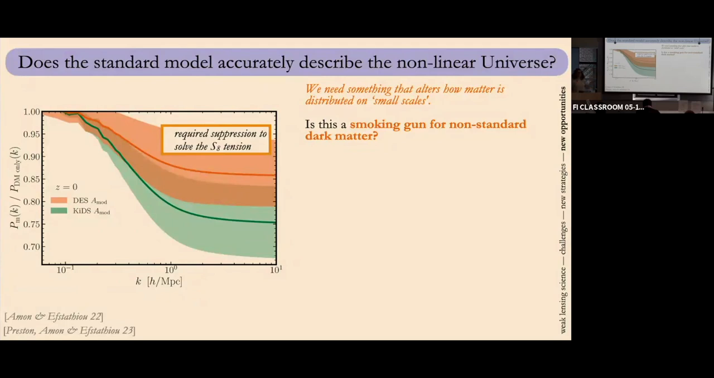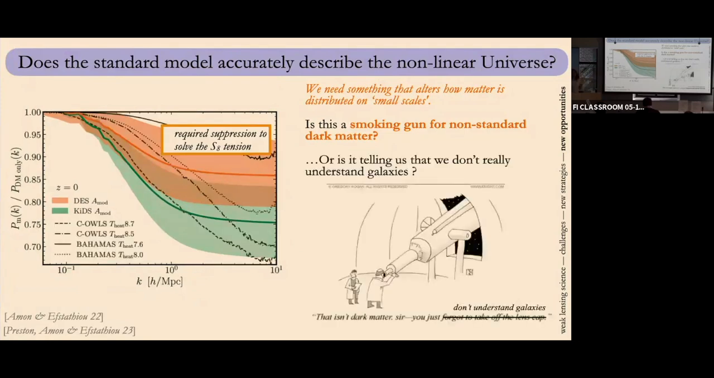Now, as we've talked about already, other things suppress the matter power spectrum. That's exactly what baryons do. And so the first question is, is this exciting? Is this a smoking gun for non-standard dark matter? And the answer is, we're absolutely not there yet. It could be that we just really don't understand galaxies. And so we put out this proposal and remained agnostic.